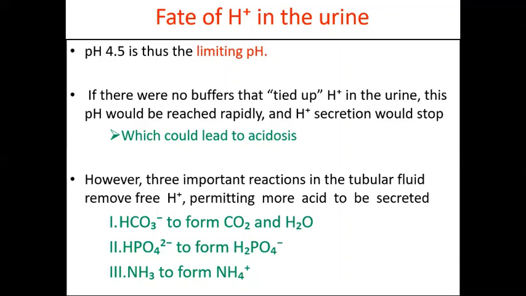So if it's prevented, that can result in acidosis. It could lead to acidosis if that happens. So what are these buffer systems that are accepting the hydrogen ions? We have bicarbonate. The bicarbonate can react with hydrogen ions to form carbonic acid, and that carbonic acid can dissociate into carbon dioxide and H2O. The hydrogen ions will decrease and then the pH will start increasing.